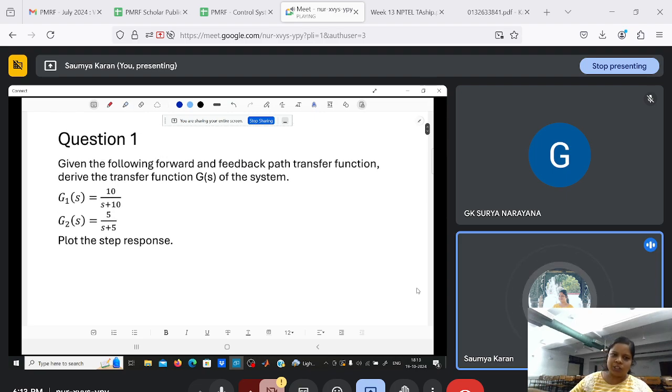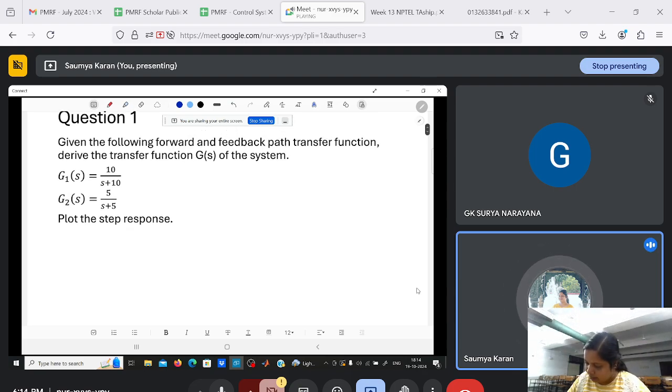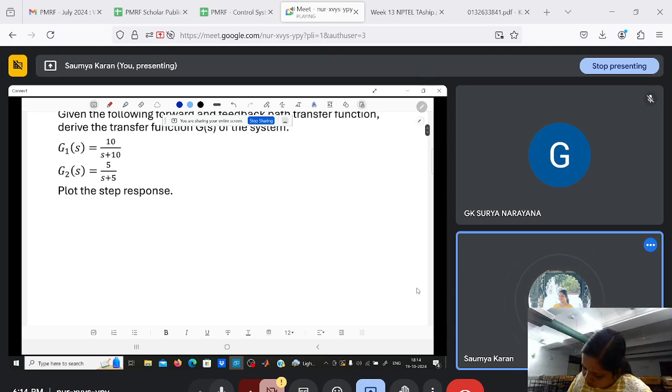Okay, the first question that we're supposed to solve in MATLAB is the following. You're given a forward and feedback transfer function, and we want to determine the closed loop transfer function with the step response. If this is the thing that you're supposed to do, what will you do? So before this, I'll write something to have clarity, and then we'll proceed.